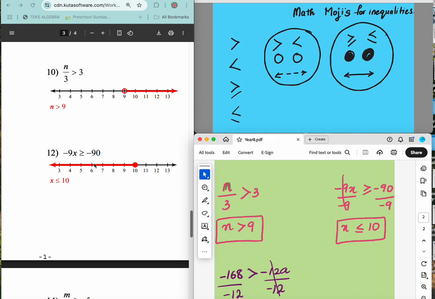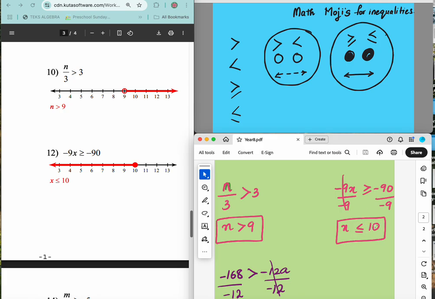Now, when it comes to dividing with a negative number, you need to follow a certain rule. So negative 9x is greater than or equal to negative 90. For solving x, you would get positive 10. But whenever you're dividing with a negative number, you have to flip the symbol. That's very important for you to know. So this becomes x is less than or equal to 10.